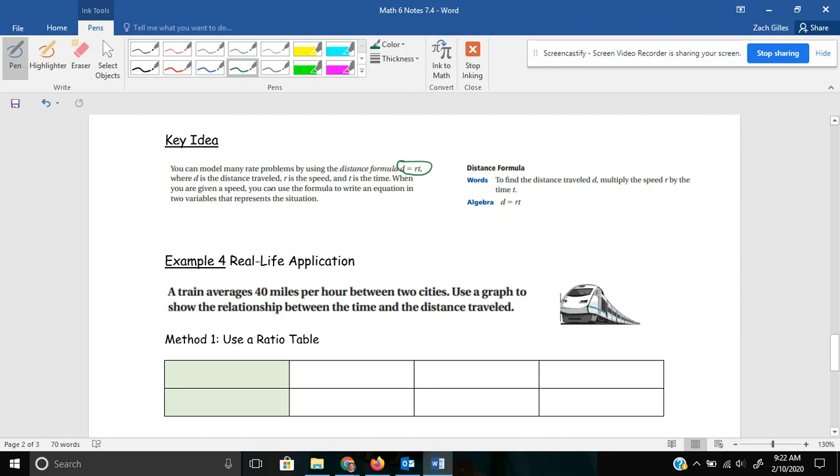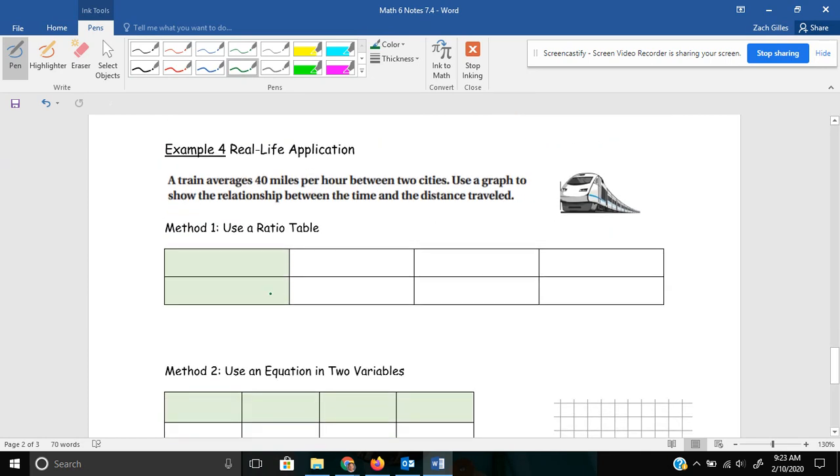When you are given a speed, you can use the formula to write an equation in two variables that represent the situation. So to find the distance, multiply the speed R times the time T, and that'll tell you the distance you've gone. This is the true distance formula, and it's used a lot in physics, actually. So for the example, it says a train averages 40 miles per hour between two cities. Use a graph to show the relationship between the time and the distance traveled.